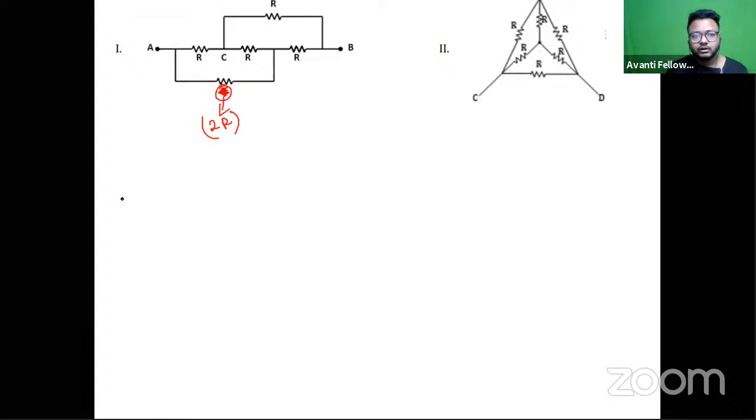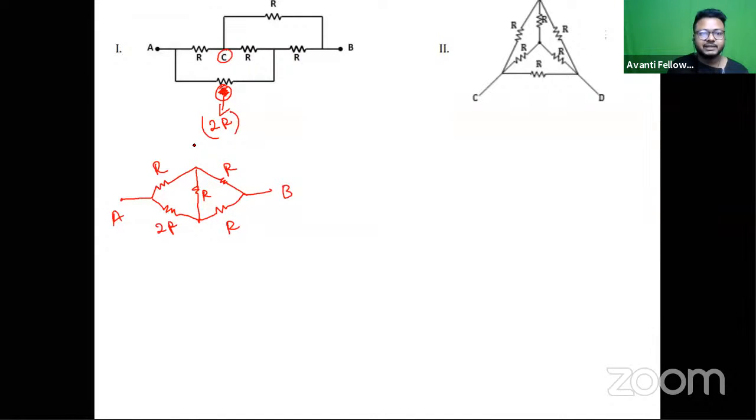Now, if you try to draw the same circuit, you will find it looks the same. The scenario will not change, but something will. This will become R, this will become 2R, this will become R, this will become R, this will become R. This is A, this is B. Since this is C, I'm writing C here, and this is D, I'm writing D here.